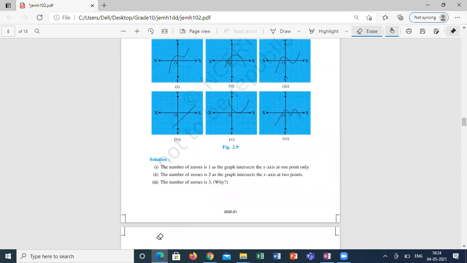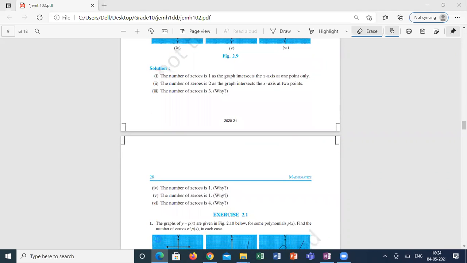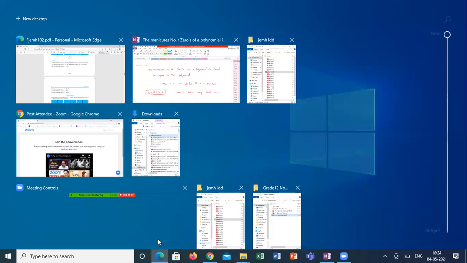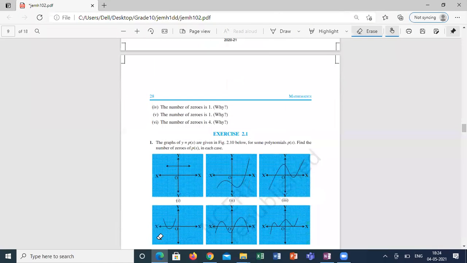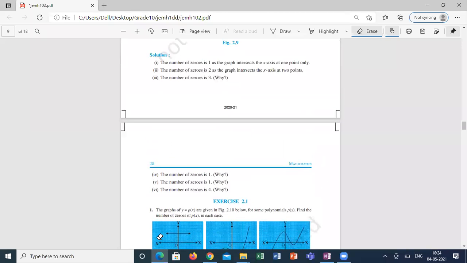Fourth one, they mentioned it is 1. Fifth one, it is 1. Sixth one, it is 4. What conclusion do you have to give? Because the graph intersects the x-axis at one point only, at 2 points only, at 3 points.